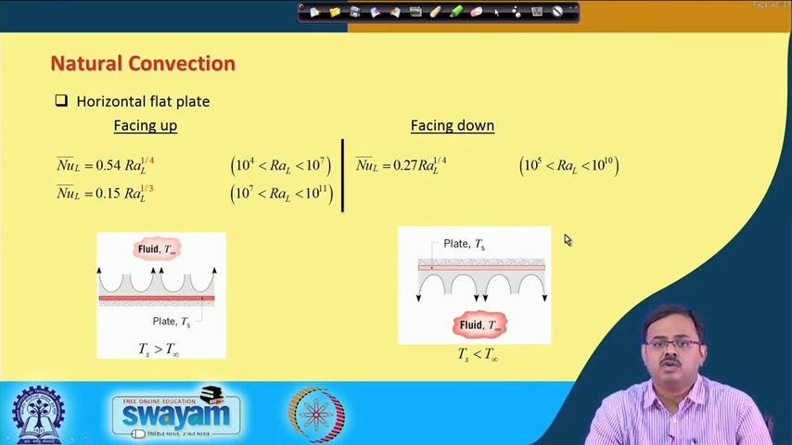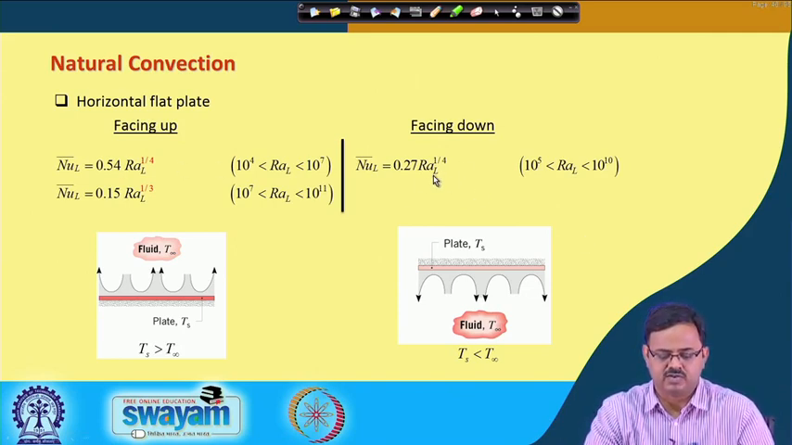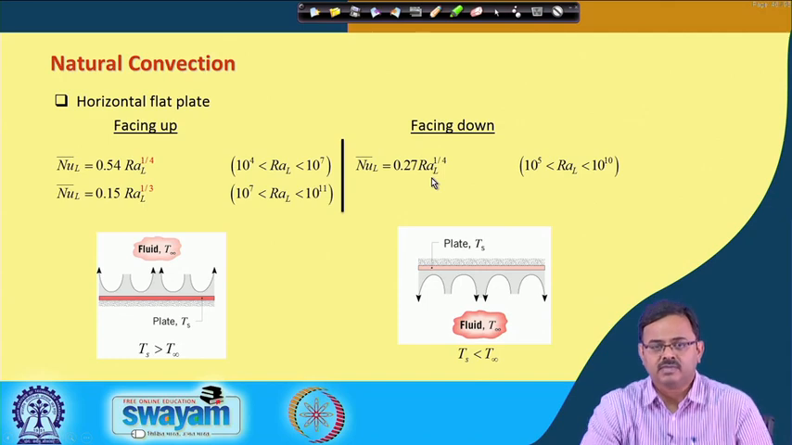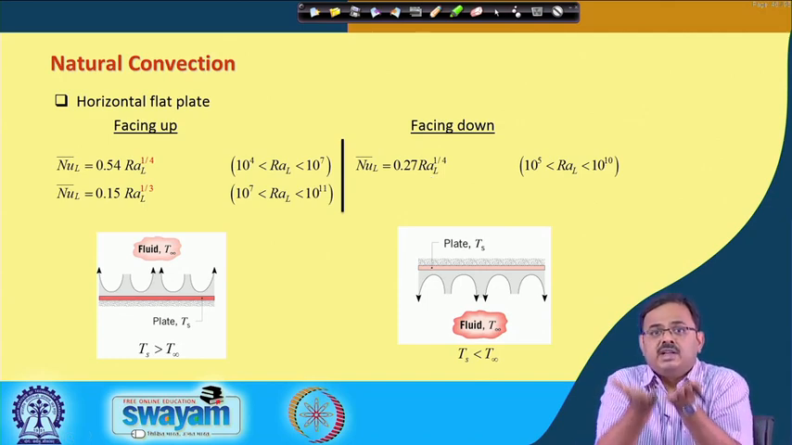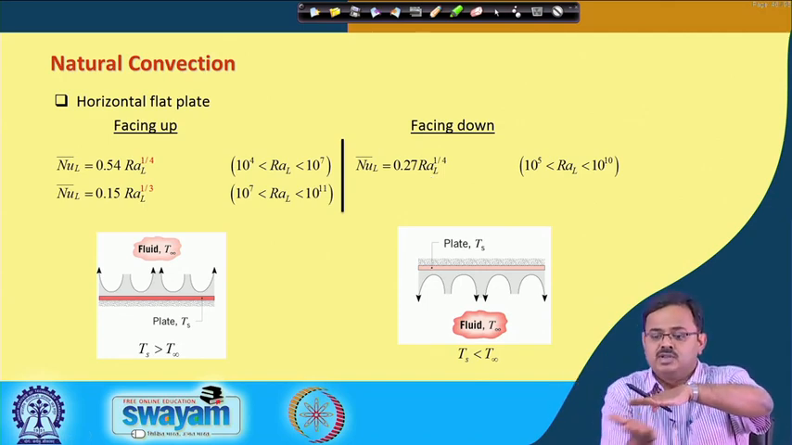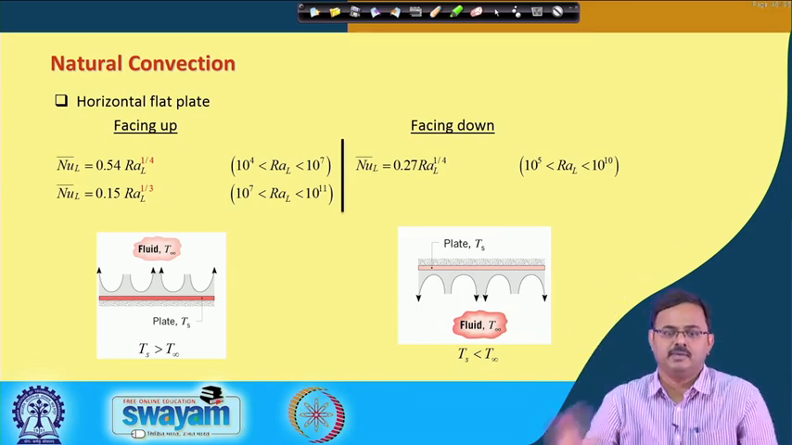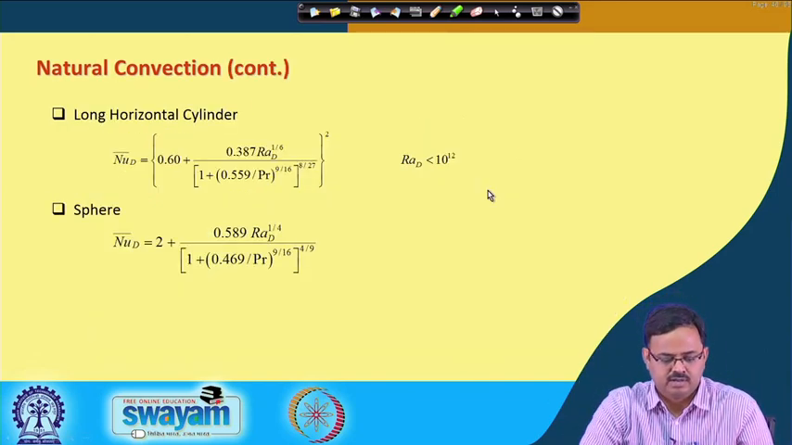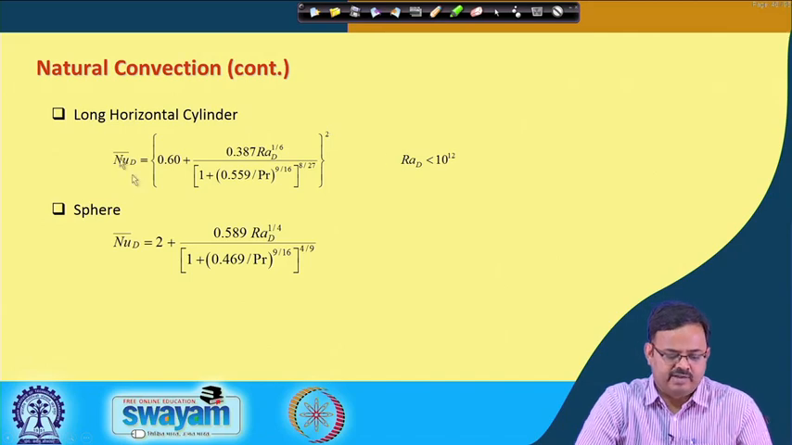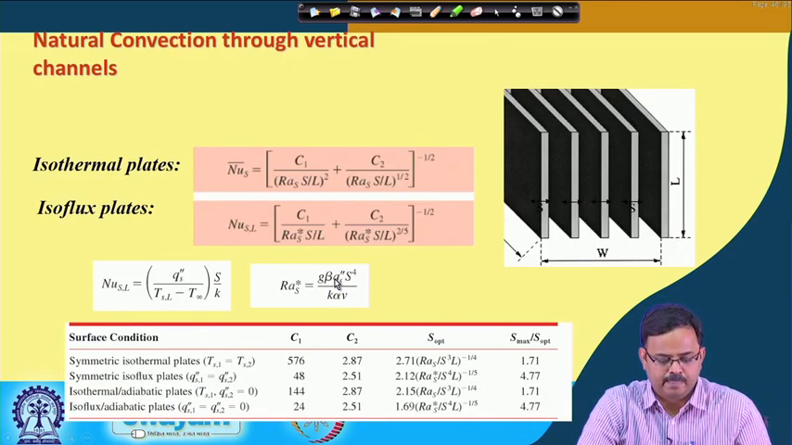But if it is facing down, what happens? The flow cannot leave. So, therefore, this is the correlation, it is almost half, as you can see, because the hot fluid wants to rise, but it cannot because the plate is blocking it. So, it has to go around and go up. So, these are the correlations. Long horizontal cylinder, again Nusselt as a function of Rayleigh number. Sphere also, Nusselt as a function of Rayleigh number.